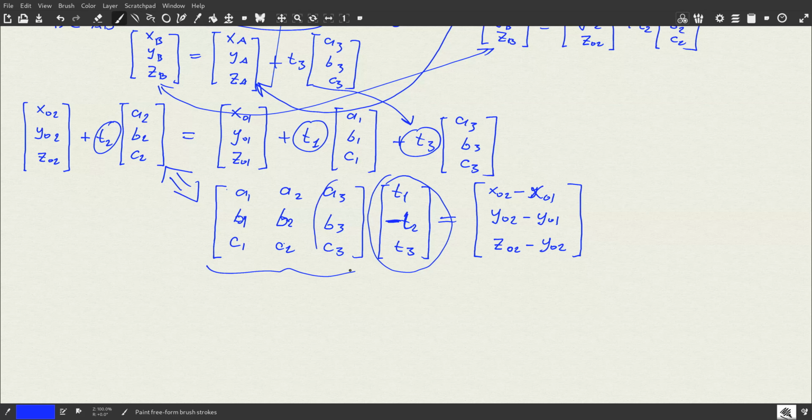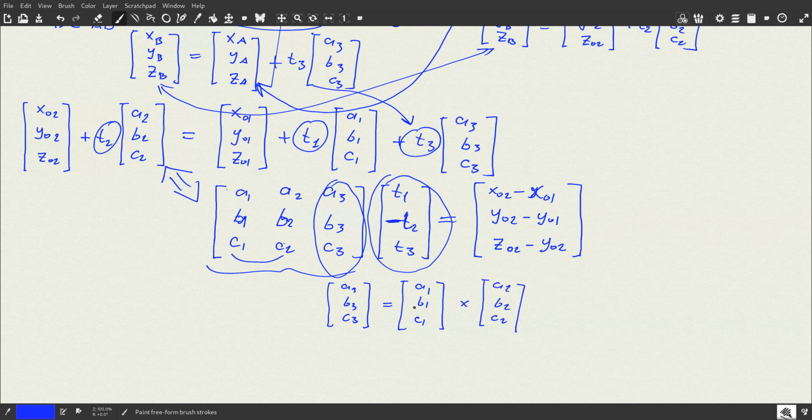Remember that A3, B3, C3 are not independent of A1, A2, and so on, because actually A3, B3, C3 is a cross product of the first two columns. It is A1, B1, C1 cross product A2, B2, C2. So let us denote this matrix by, for example, S.